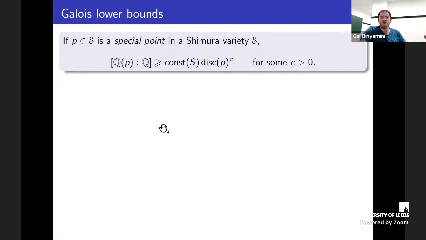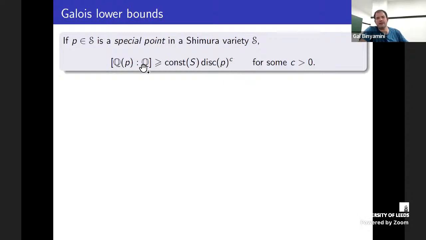So for that, I'll go back to the Galois lower bounds that I mentioned earlier in the talk, now in the context of Shimura varieties. Suppose that you have a special point in a Shimura variety. What is the Galois lower bound that we want? We want to know that if you consider the Galois conjugates of this point, then their number will be bigger than some constant, depending on the Shimura variety, times a power of the discriminant.